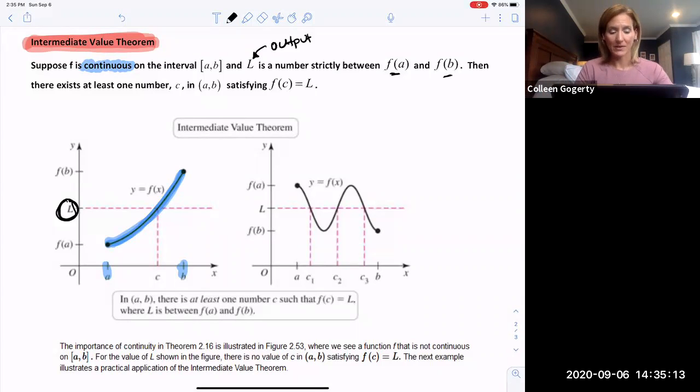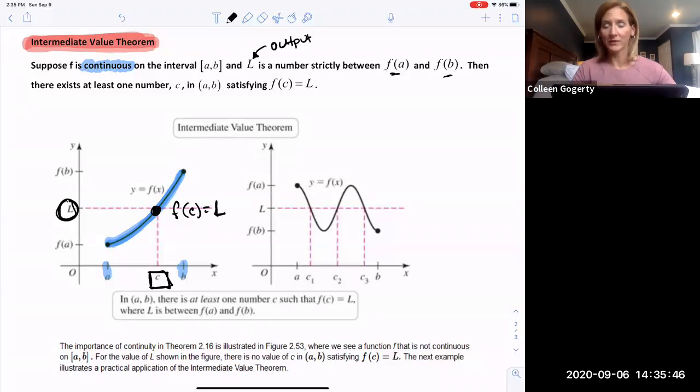So if this happens, we have a continuous function and L is between f of A and f of B, then there has to exist a number, they called it C, in between A and B, so that f of C is L. So here we go. We have some C here that's in between A and B, so that this point that we're looking at right here, f of C, is equal to L. Okay?